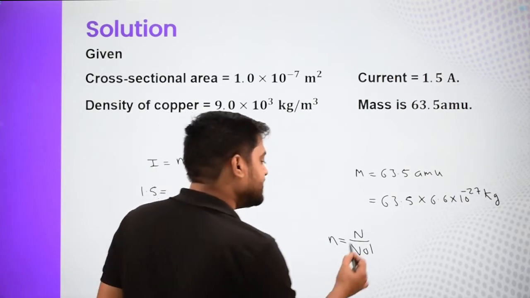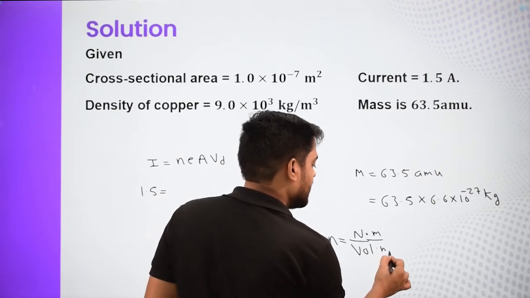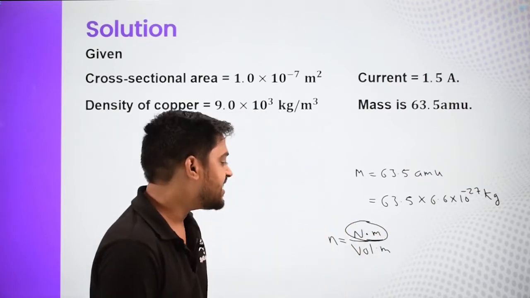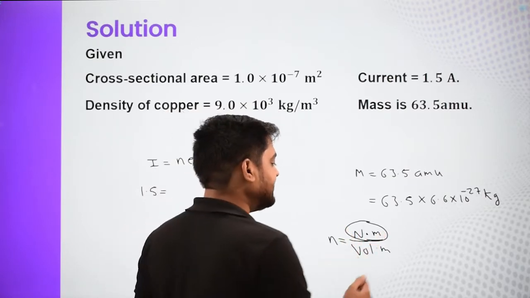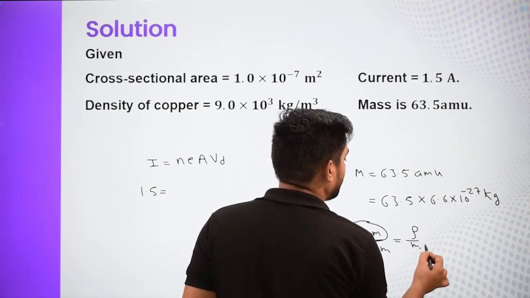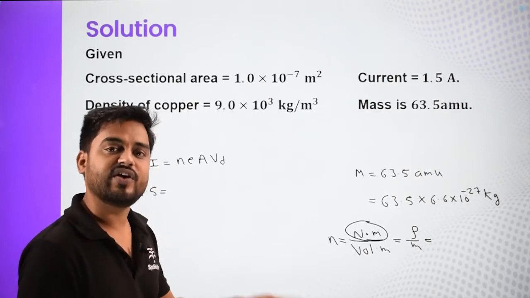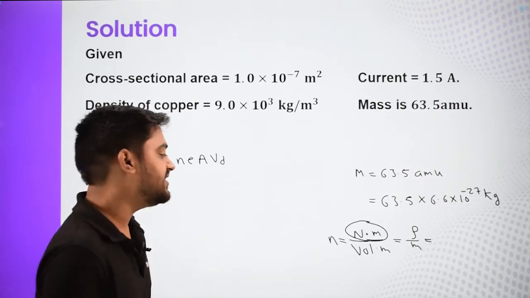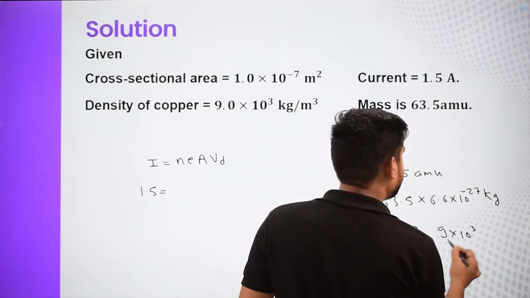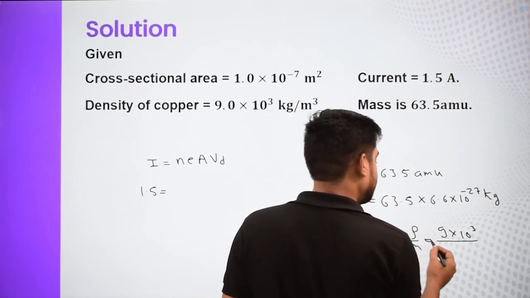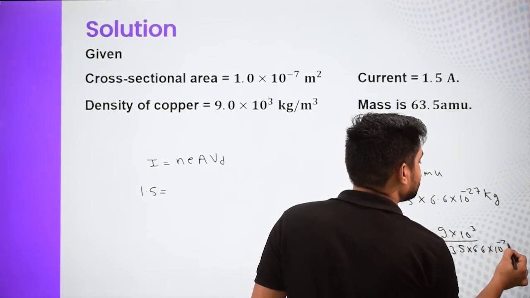And that is, if I multiply and divide it with the mass of each atom, then mass of each into total number of atoms is like total mass upon total volume. So this is like density. So density upon mass of each is my total number of copper atoms per unit volume, and each one is contributing 1 free electron. So that is the same as the number density of free electrons. Now density is 9 into 10 raised to power 3 kg per meter cube upon the mass, which is 63.5 into 6.6 into 10 raised to power minus 27 kg.